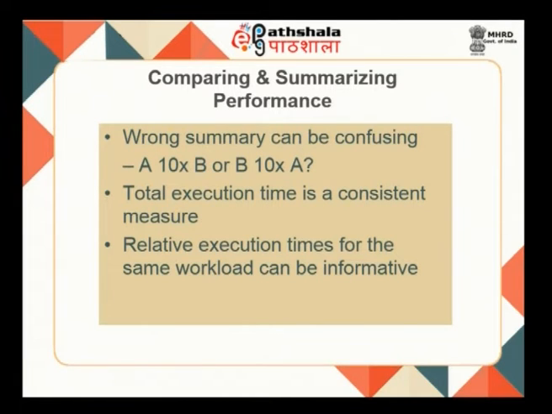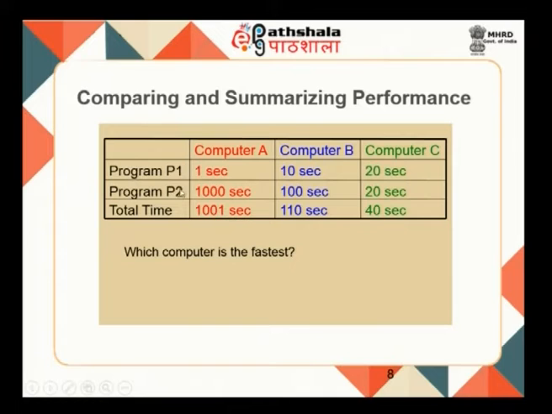We know that the total execution time is a consistent measure of performance, and the relative execution times for the same workload can also be informative. To show an example of the importance of summarization, suppose you have three different computer systems which run two different programs P1 and P2. Computer A with respect to program 1 takes 1 second for execution. Computer B for the same program takes 10 seconds, and computer C takes 20 seconds. Similarly, P2 takes 1000 seconds, 100 seconds and 20 seconds on each of these processors.